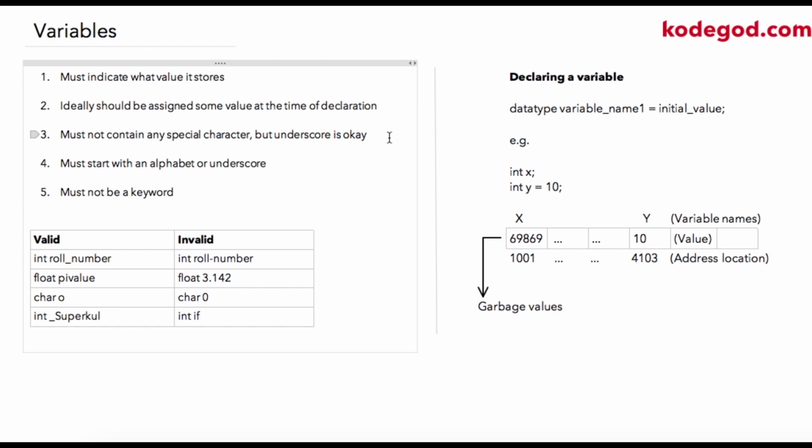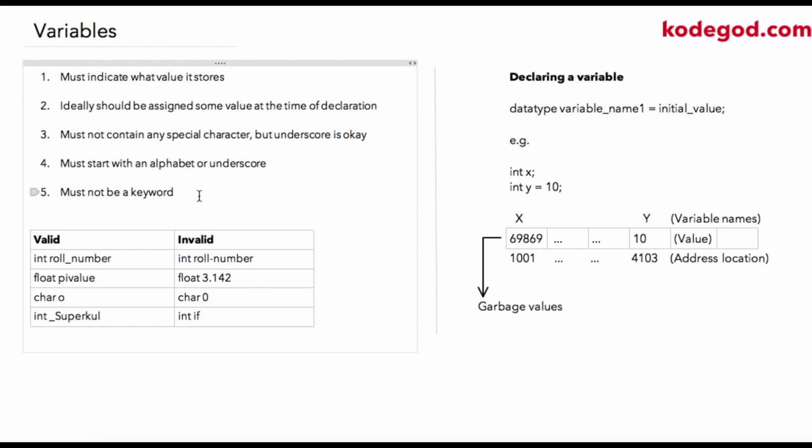Variables should not contain any special character, but can contain an underscore. Variables must start with an alphabet or underscore, and a variable must not be a keyword. As we have seen in the earlier lecture, int, float, char are used as data types in C.